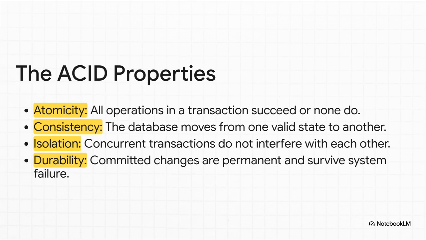This all-or-nothing idea is the A in ACID, which are like the 4 pillars of a reliable transaction. So atomicity is our bank transfer. Consistency means the database is always in a valid state and follows the rules. Isolation is what keeps simultaneous transactions from tripping over each other. And durability, well, that just guarantees that once a change is committed, it's permanent. It'll survive a power outage, a server crash, pretty much anything.